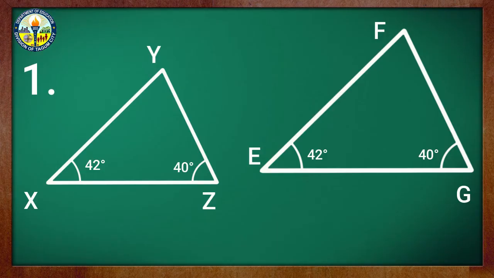Number 1. We have here triangle EFG, where the measure of angle E is 42 degrees and the measure of angle G is 40 degrees. And another triangle XYZ, where the measure of angle X is also 42 degrees and the measure of angle Z is also 40 degrees. Are the triangles similar? Yes, they are. Triangle EFG is similar to triangle XYZ. What would be our similarity postulate or theorem? Correct.